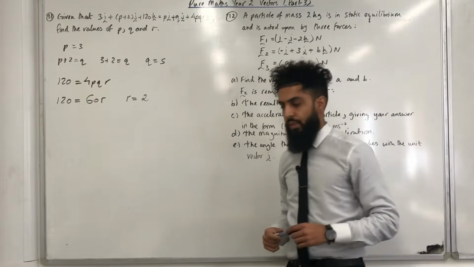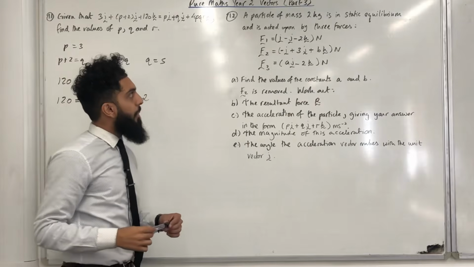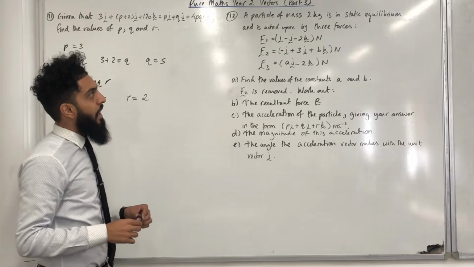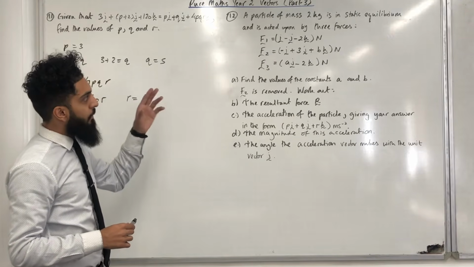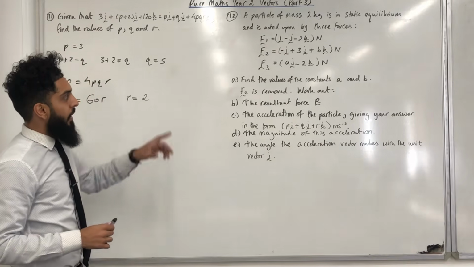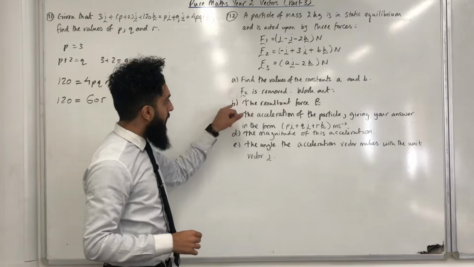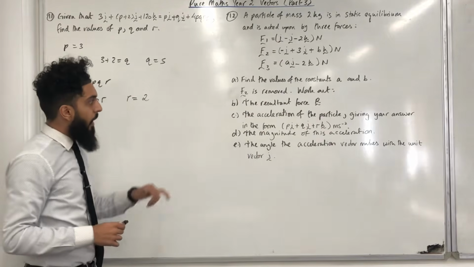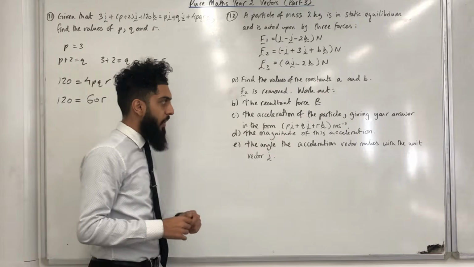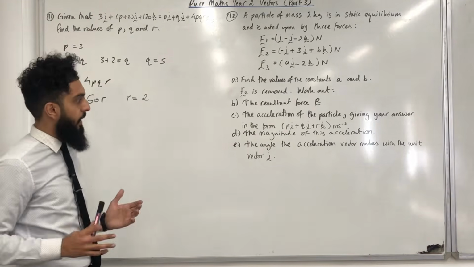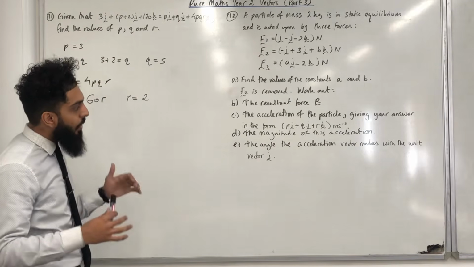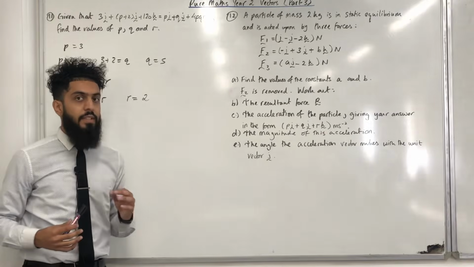Moving on to the last question, which is question number 12. A particle of mass 2 kg is in static equilibrium and is acted upon by 3 forces. So we have F1, F2 and F3. Part A, find the values of the constants A and B. F2 is removed. Work out part B, the resultant force R. Part C, the acceleration of the particle, giving your answer in the form pi + qj + rk meters per second squared. Part D, the magnitude of this acceleration. And part E, the angle the acceleration vector makes with the unit vector j.